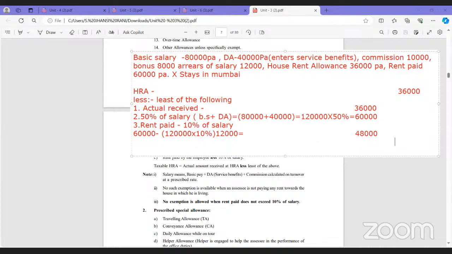36,000. So what is the taxable HRA for him? How much does he have to pay? 36,000. Nil.